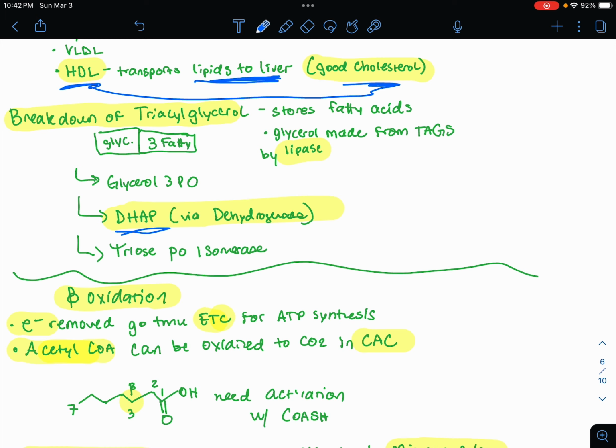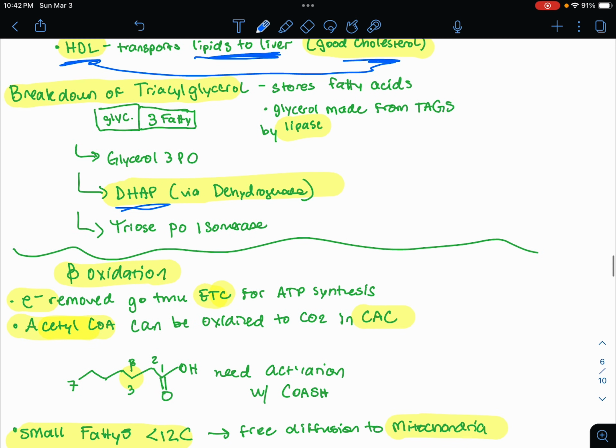Let me just scroll back to where we are. And next, the last step here in the breakdown of triacylglycerol is taking triose phosphate isomerase, that enzyme again from glycolysis. The DAP becomes GAP. There's the process right there. I don't think the enzymes were highlighted. There is a dehydrogenase and then triose phosphate isomerase. Up here, glycerol to glycerol 3-phosphate, you just use a kinase, but only the names like dihydroxyacetone phosphate and then GAP were highlighted, as well as glycerol. So glycerol becomes DAP and then becomes GAP.